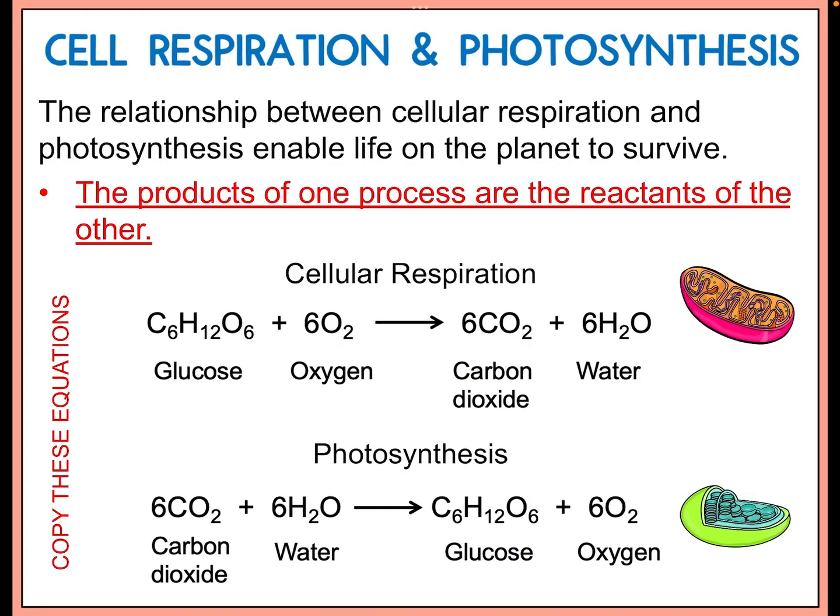So, cellular respiration and photosynthesis. The relationship between cellular respiration and photosynthesis is what enables life on our planet to survive. The products of one process are reactants of the other process. Make sure you copy these two equations down, and you should see that these two equations are opposite of each other.